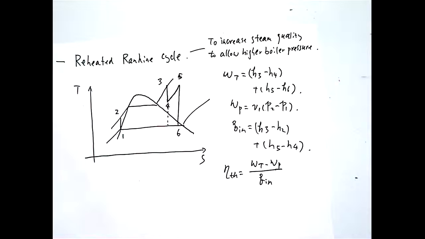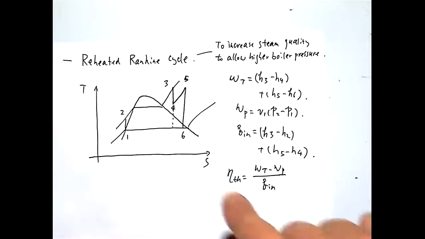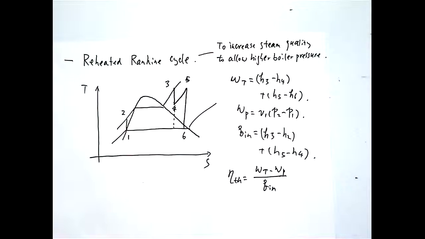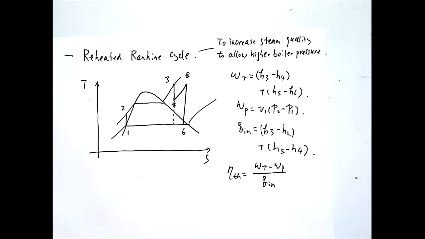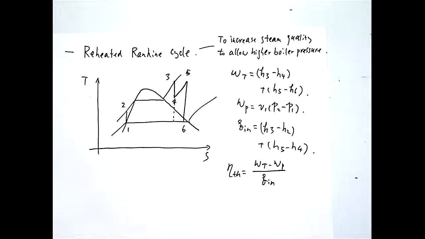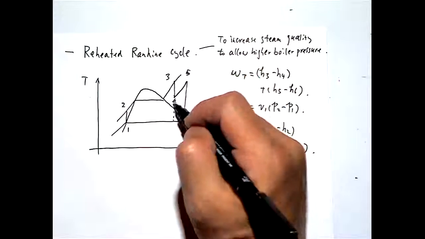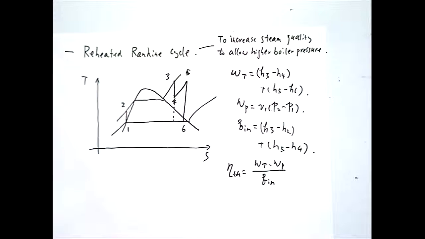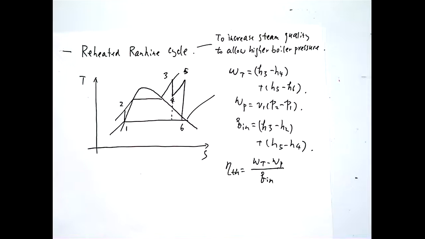And also, in terms of the TS diagram, we have seen this type of feature before in the cycles that we learned before. Do you recall where we have seen this? From the 4 to 5? We have seen that more than once, actually. Twice.